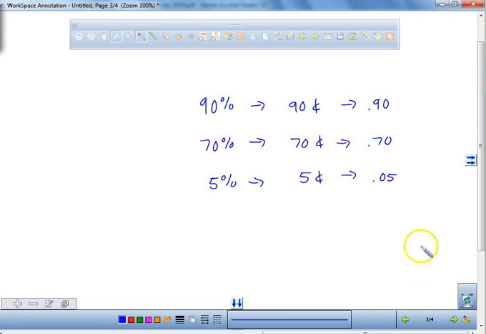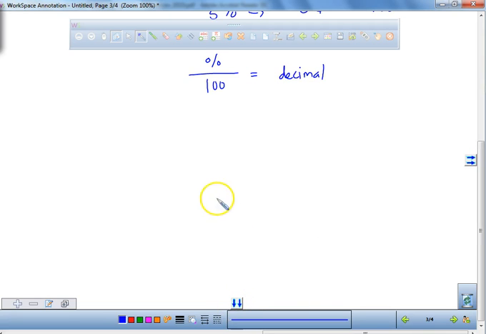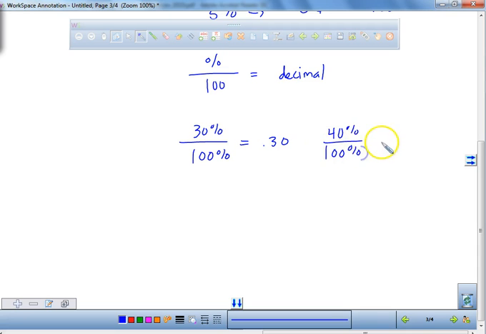0.05. Okay? So if this doesn't make sense to you, here's what you do. Always take your percentage and just divide it by 100. And that will always give you your decimal. Okay? So if we wanted to, we could take 30% over 100%, and that gives you 0.30. You could take 40% divided by 100%, and that gives you 0.40.